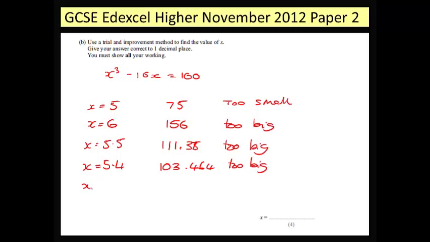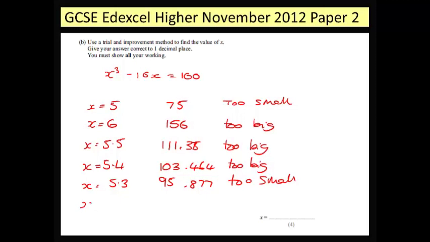So we try now x equals 5.3. When I try x equals 5.3, I get the answer 95.877, which this time is too small. Now the value of x is trapped between 5.4 and 5.3. It wants the answer to one decimal place, so there are only two possible answers to this. It's either going to be 5.4 or it's going to be 5.3.